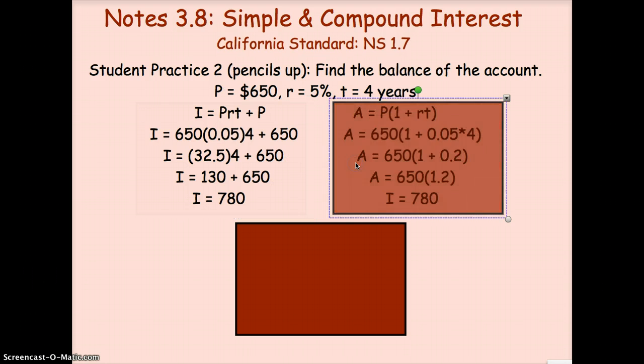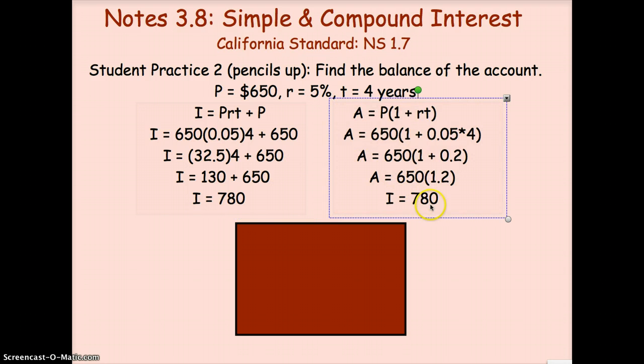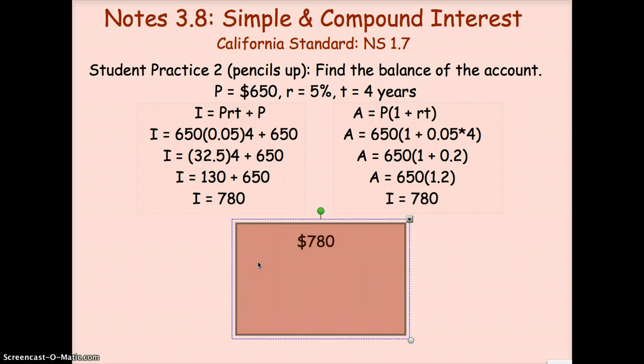If I use my account balance formula, notice again I end up with the same thing. Both formulas will get you there. The trouble is, most people forget the account balance formula, where I equals PRT is much easier to remember. So you just use that, and then you just need to make sure that if they're actually asking for the balance, you add it together. If they're just asking for the interest, you do not. The final part here, of course, is that we need to have it with a dollar sign because we are talking about money. $780.